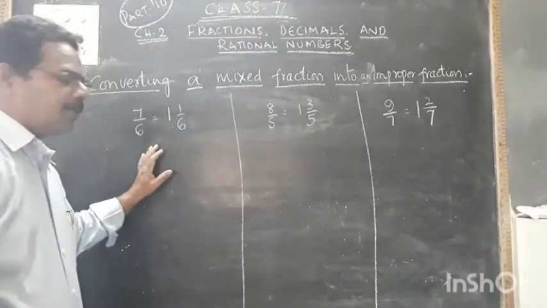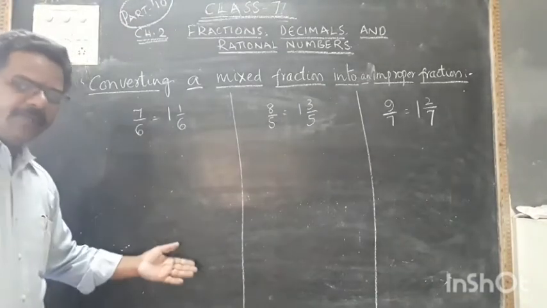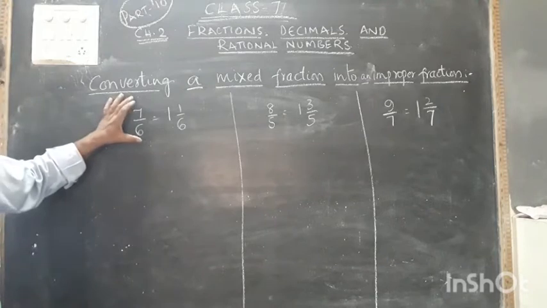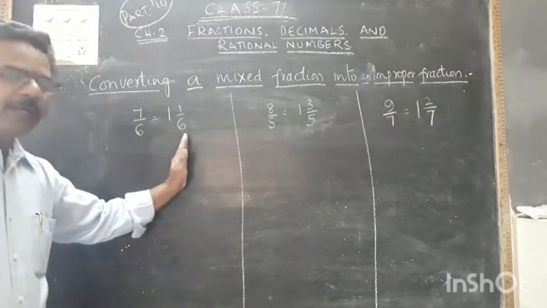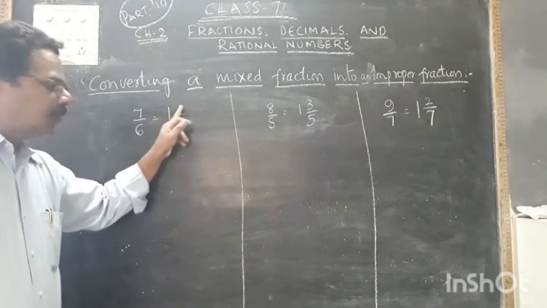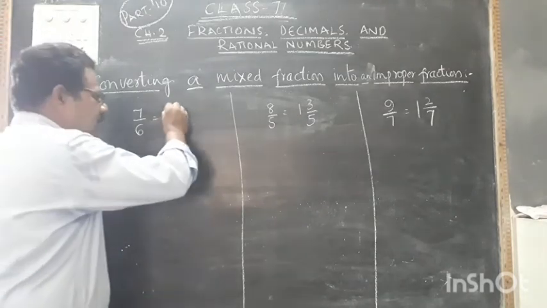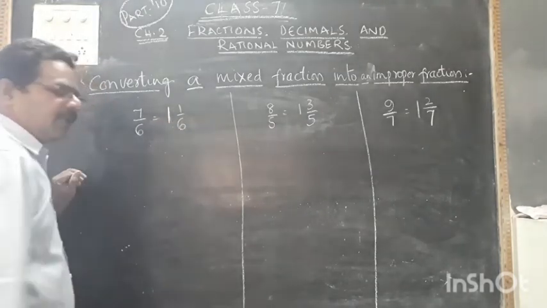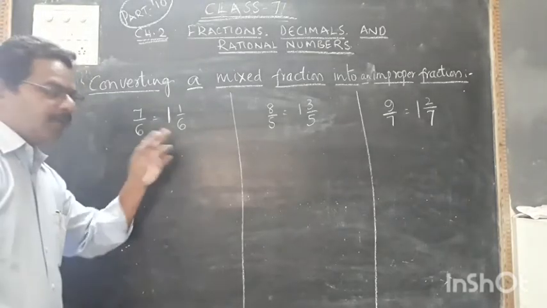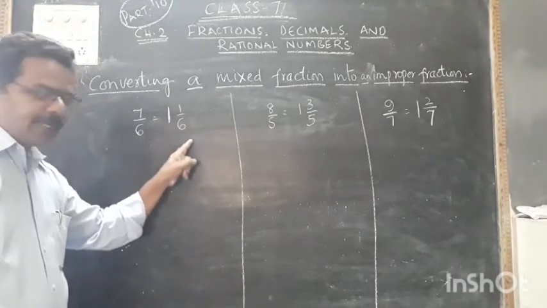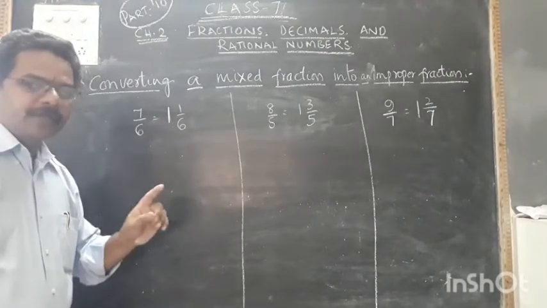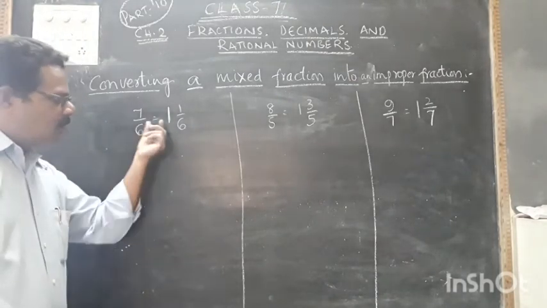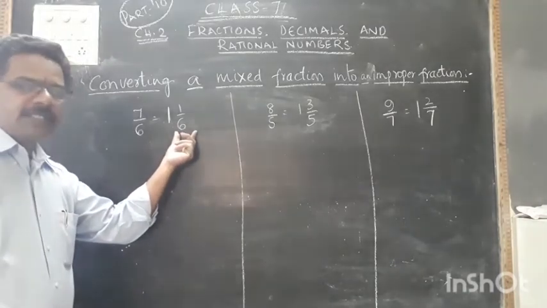See the same examples which we have done previously. Those only I have taken here. 7 by 6 is an improper fraction. It is converted into a mixed fraction, 1 and 1 by 6. Okay. 1 is the whole number part and 1 by 6 is the fraction part. So we have to read it as 1 and 1 by 6. Some of the students will read 1 by 6. It is not correct. 1 and 1 by 6. 1 is the whole number and this is the fraction part.